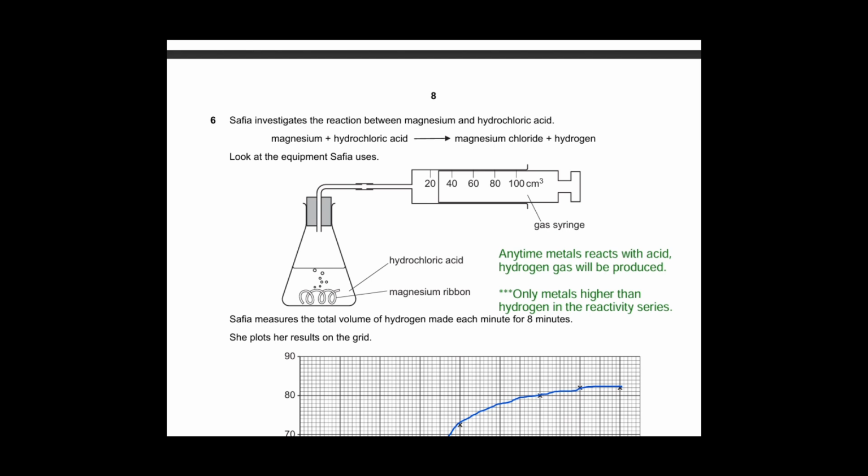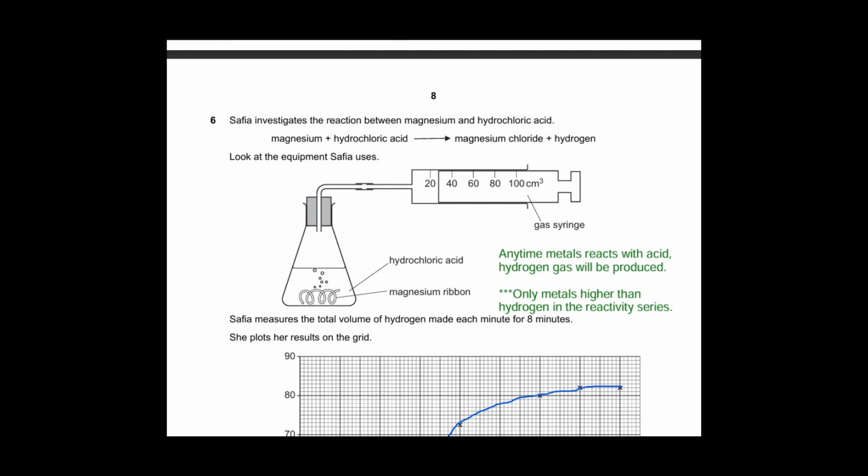But mind you, metals that are higher than hydrogen in the reactivity series are the only ones that can displace hydrogen from the acid. We will remember that all acids contain hydrogen in them. So that hydrogen will be displaced by any metals that try to react with the acid, provided the metal is higher than hydrogen in the reactivity series.